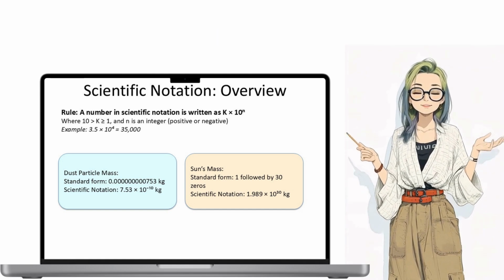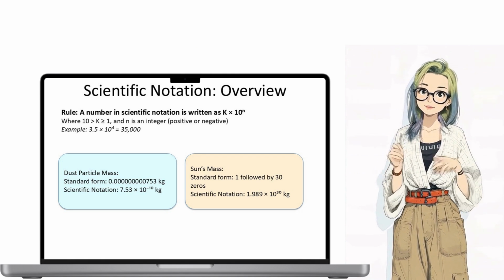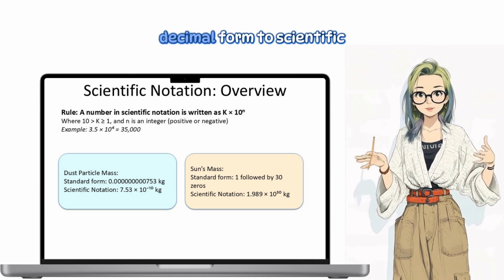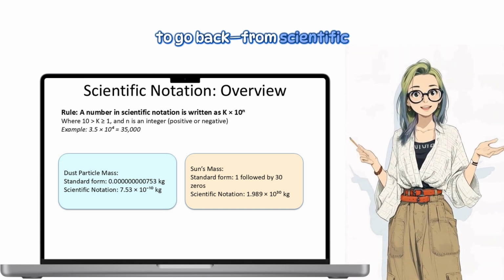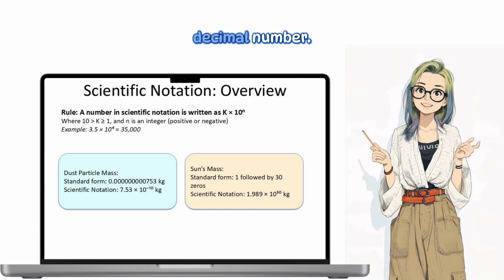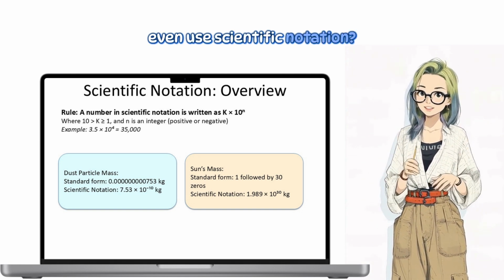Hi, everyone. In today's lecture, we're going to talk about scientific notation. We'll learn how to convert a number from decimal form to scientific notation, and also how to go back from scientific notation to a regular decimal number. So, why do we even use scientific notation?